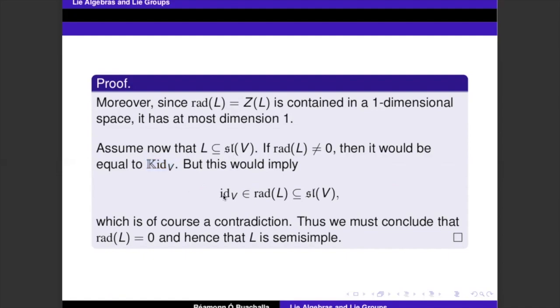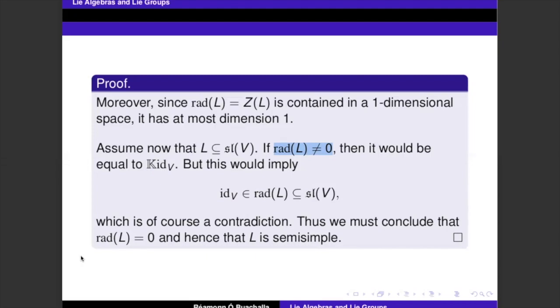But what would this mean? Well, this would mean that the identity was contained in the radical. But the radical is contained inside L, and by assumption, L is contained inside SL of V. But this is, of course, a contradiction, because the trace of the identity is non-zero. The trace of the identity is equal to the dimension of V. So basically, we assumed this and we got a contradiction. Therefore, this can't be true. Therefore, the radical must be zero. Therefore, zero is equal to the radical is equal to Z of L. And this is an equivalent formulation of semi-simplicity, which means that we must conclude that L is semi-simple.